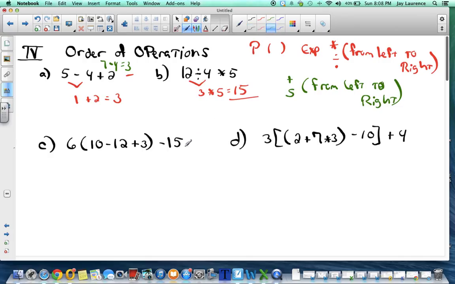But if you're going to play the I know everything card and not listen, then you're going to have such a rough time. Okay, C is a little more complicated, but I see some parentheses, so I'm going to go inside the parentheses, see if there's anything I can do. And sure enough, I can. I've got 10 minus 12 plus 3. The 12 is negative. By the way, I think this quantity is going to end up being 1, using my little way of doing it. But let's find out. 10 minus 12 is negative 2, plus 3 is positive 1. So my new problem is 6 times 1 minus 15.